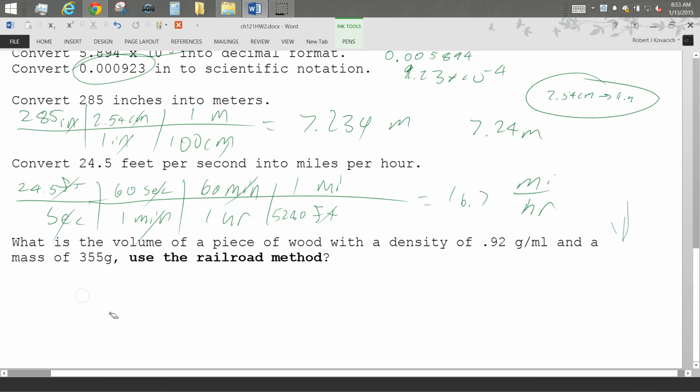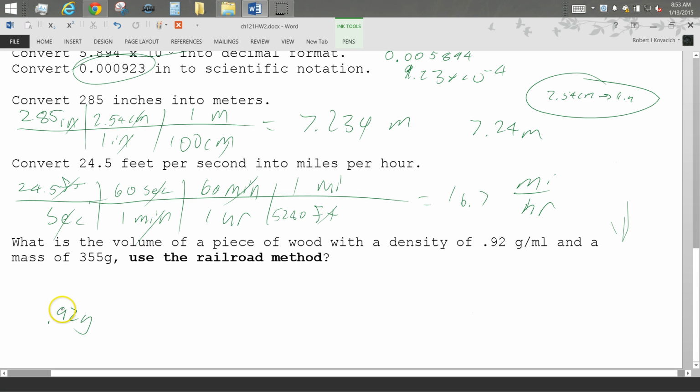We didn't start talking about the density stuff yet, but it's okay. When we're using the railroad track stuff, the only thing you need to know is what the answer's unit is. So what are we looking for here? We're looking for volume, and the only unit up here that's a volume unit is a milliliter unit. So I'm going to take the 2 numbers I have and set them into that railroad track thing to cancel out, so I get milliliters, and that's the only unit I get.